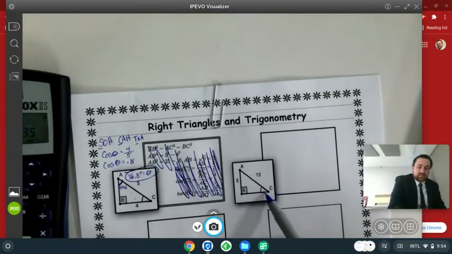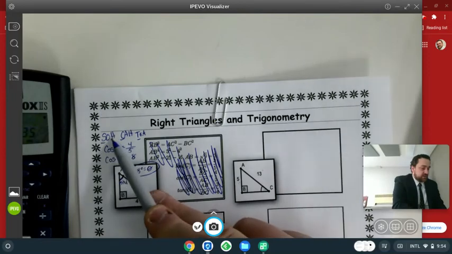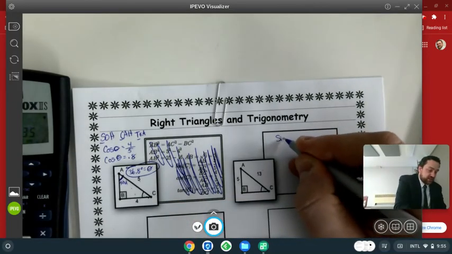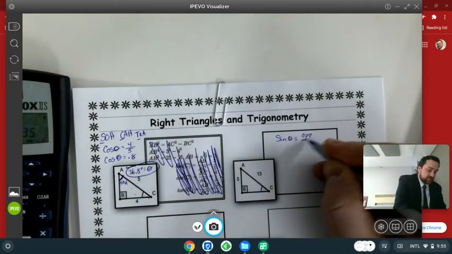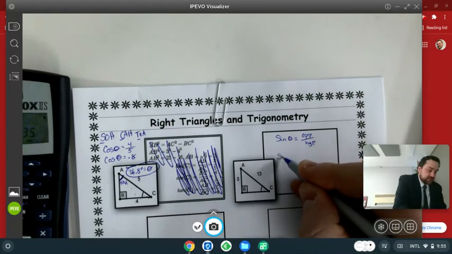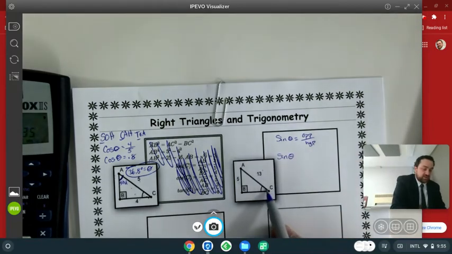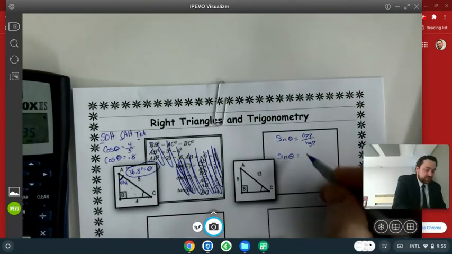All right, if this is the angle I'm interested in, I know the opposite and I know the hypotenuse. So opposite and hypotenuse, I need the sine. So sine of theta is equal to the opposite over the hypotenuse. Now I'm just going to do my substitutions. Sine of theta, I have to write again because I don't know what theta is. This is what I'm trying to solve for. Equals the opposite, so equals 5, and the hypotenuse is 13.